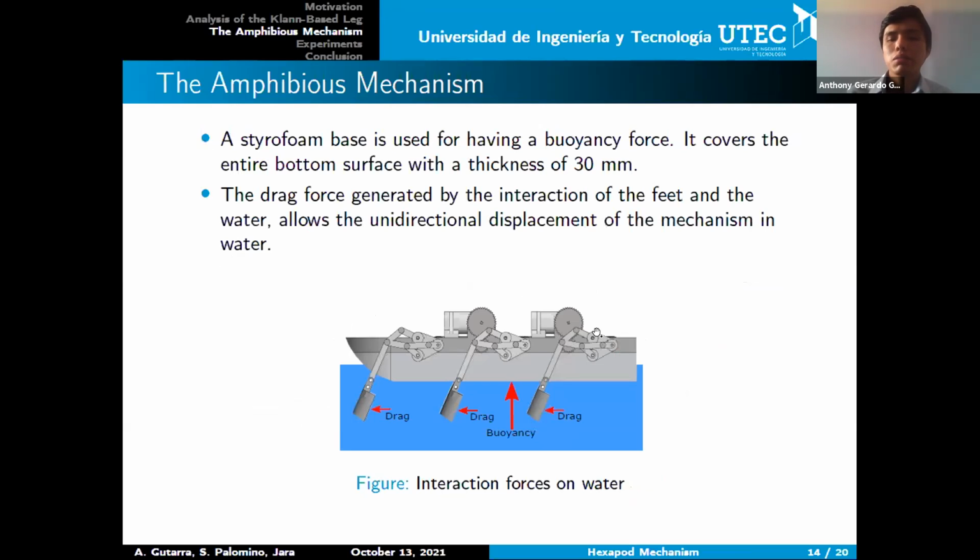Interaction force of the mechanism on water. A styrofoam base is used for having a buoyancy force. The styrofoam density is 50 kilograms per cubic meter, less than the water. So it covers the entire bottom surface of the main frame with a thickness of 30 millimeters. The drag force generated by the interaction of the feet in the water produces the unidirectional displacement of the mechanism on water. And as we can see here, the buoyancy force acts over the styrofoam base and the drag force acts on each leg of the mechanism.